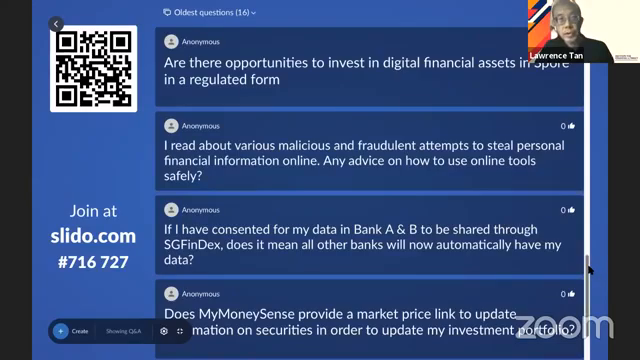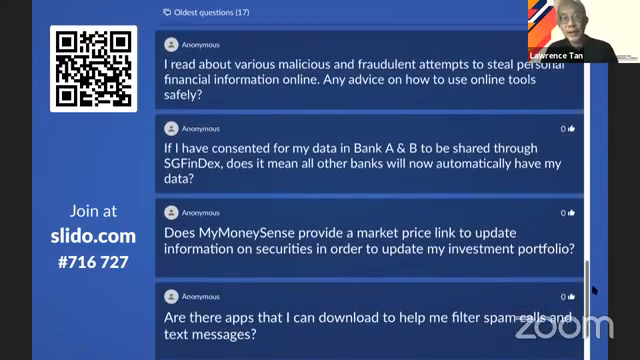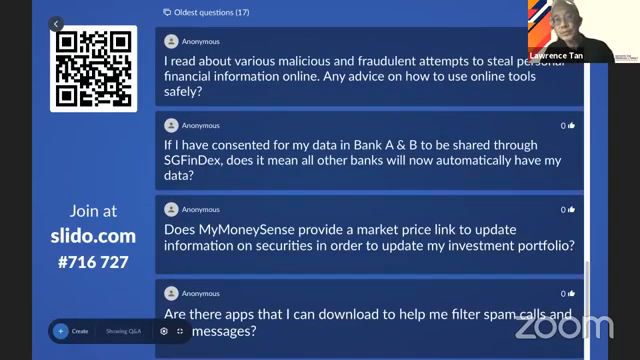All right. The next question: I read about various malicious and fraudulent attempts to steal personal financial information online. Any advice on how to use online tools safely? Well, go to MyMoneySense. The app is safe. So that is one area. Stick to robust, well-defined and well set up platforms. So be very careful as usual. This is a scam kind of question as well. We all talk about being careful with your personal information, how you share it, and not sharing your OTPs and all that. So be very careful when you use any online platforms.